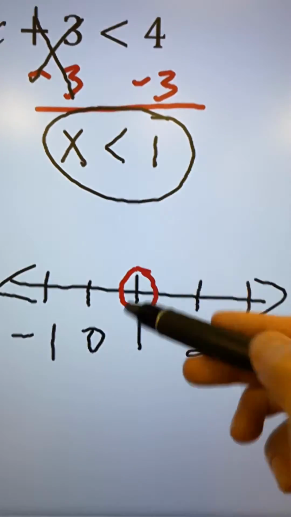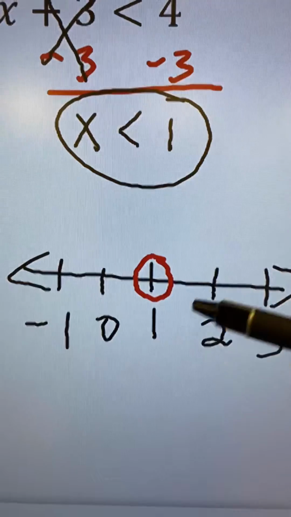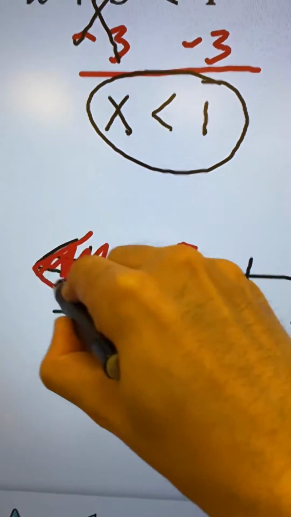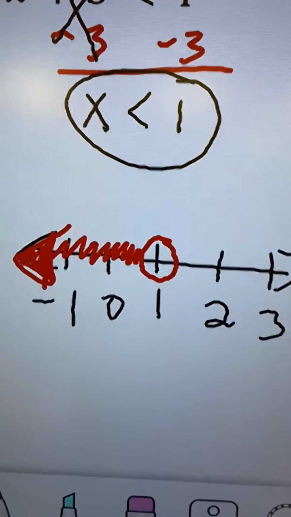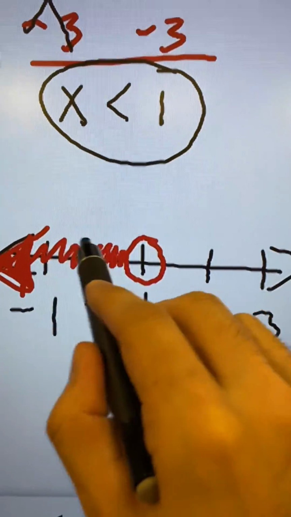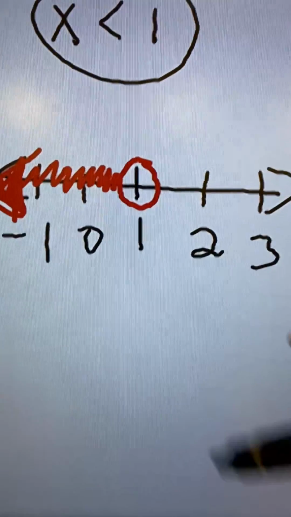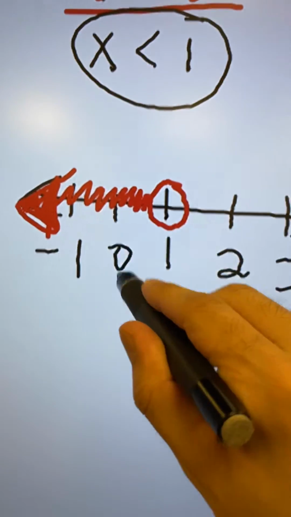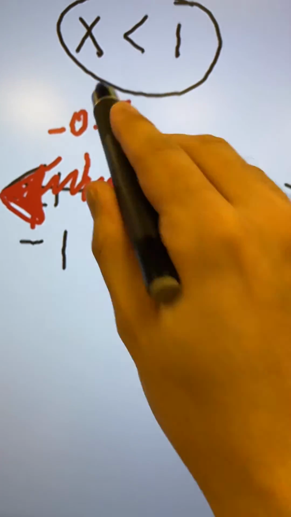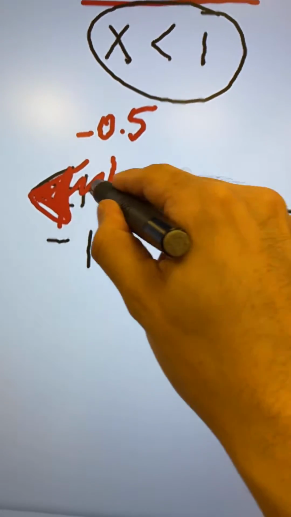Numbers less than 1 would be to the left. On a number line, numbers always decrease going to the left. So I'm just going to shade all this and put a solid arrow on the end to indicate it goes on forever. Notice solutions are any of these numbers I pick. For example, a number that exists in this line would be something like negative 0.5. That's a number that is less than 1, right? It's in my solution set.